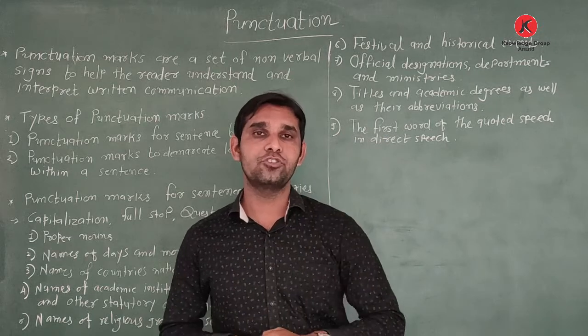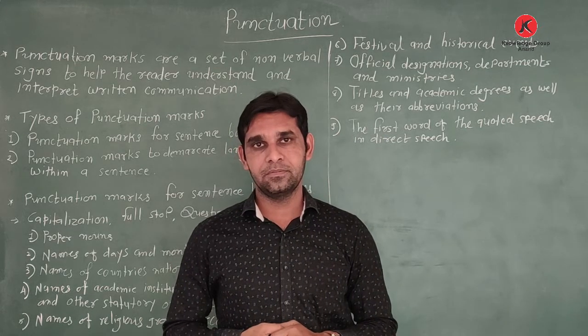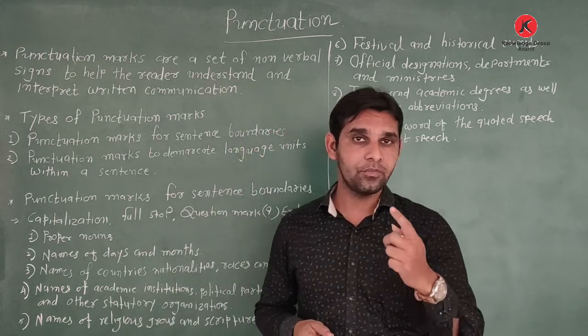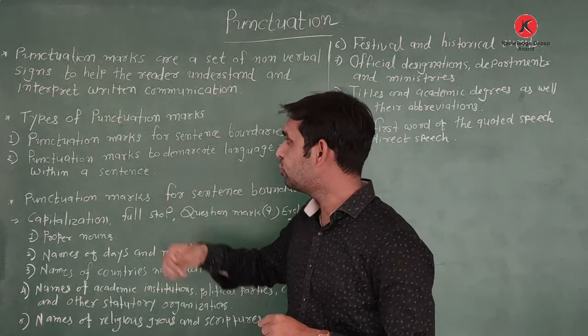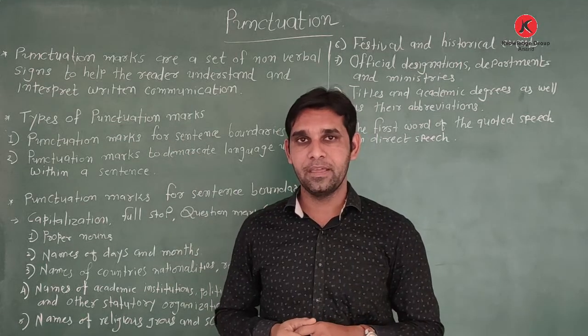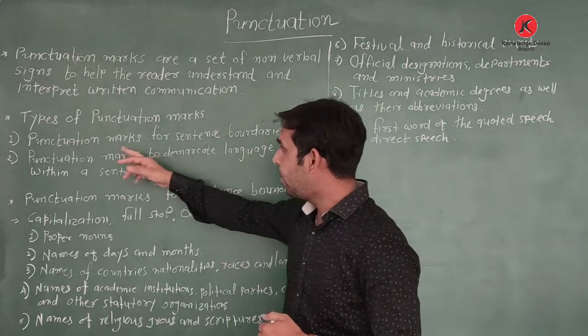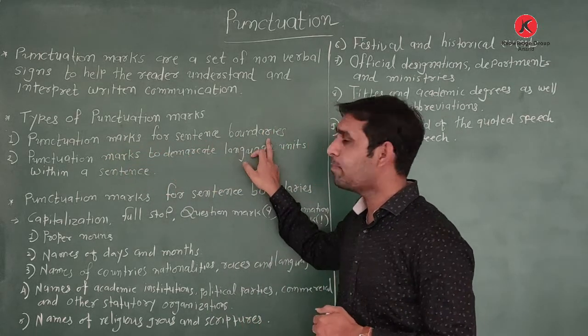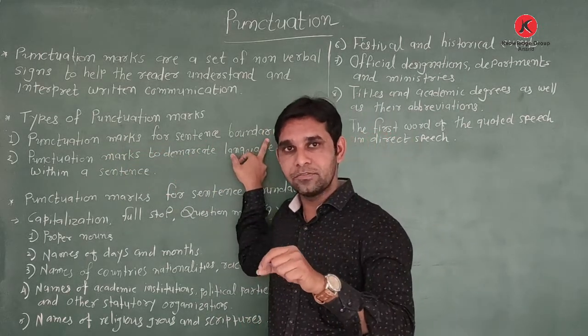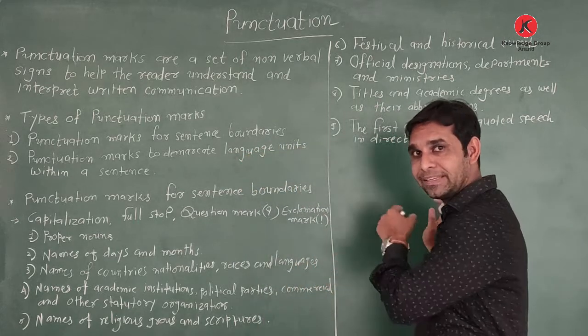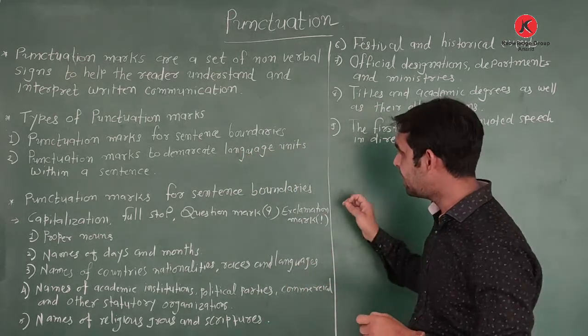There are two types of punctuation marks. Right now I am going to discuss the first type. Let's see what they are. First, punctuation marks for sentence boundaries. Sentence boundaries: we put them at the end of the sentence.